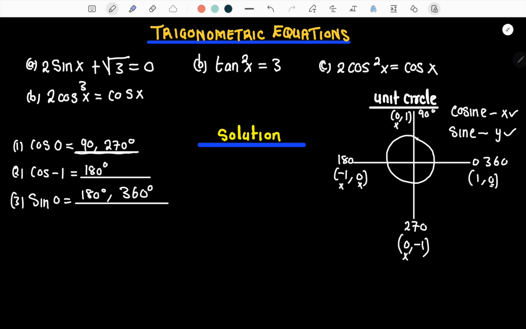Okay. Let's try to see what we are going to get if we are dealing with sine -1. So if we have sine -1, you are going to check where exactly -1 is in the y. So -1 is in the y at this particular point. So you have 270 degrees. Where else is -1 in the y? So this is the only possible value of sine -1. Basically, this is how you use your unit circle.